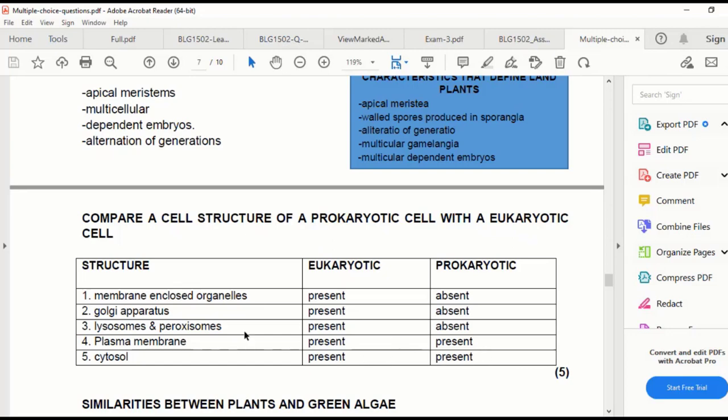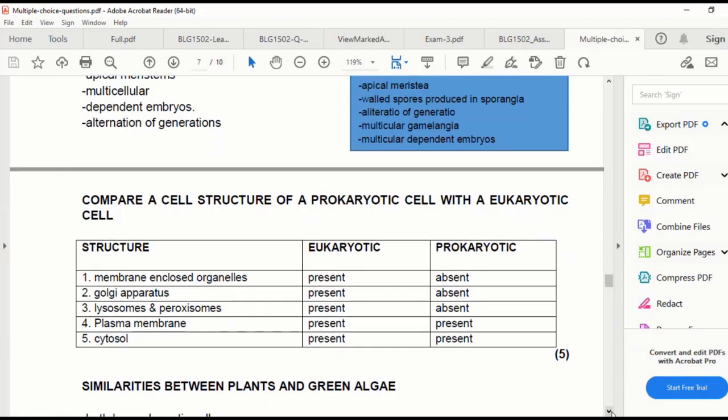Plasma membrane and cytosol are present in both cells. Another thing you might need to notice is that your examiner might add another question, asking you to describe which features are present in both prokaryotic and eukaryotic cells. Then you have to talk about plasma membrane, cytosol, and others, if there are others present in that particular structure.